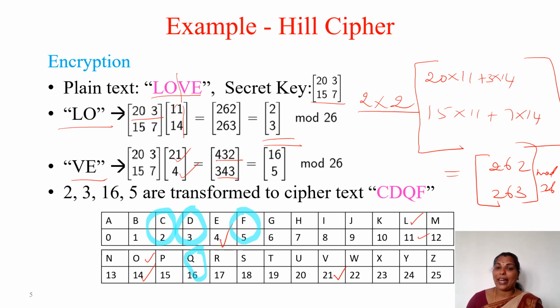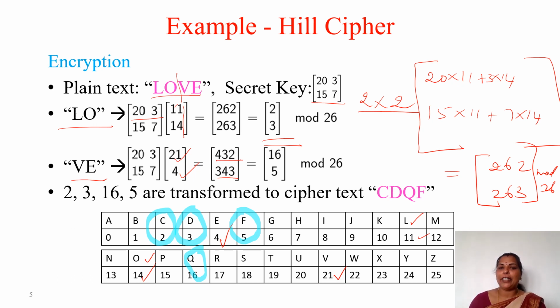Then we have to see how we are converting. Now we have the numerical values. How are we converting them into ciphertext? Because plain text is the text message. So ciphertext is also obviously a text message, but it is some other value, some other letters.